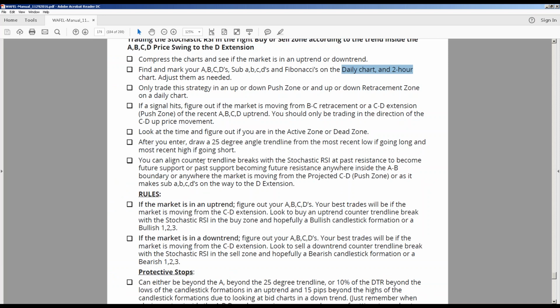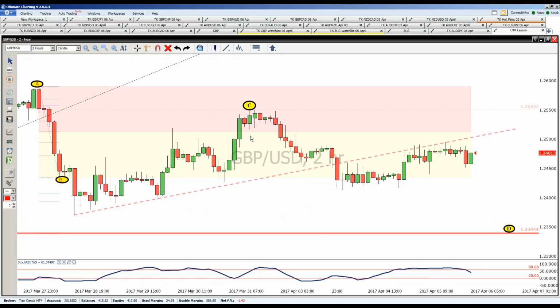After you enter, you can draw a 25-degree angle trend line from the most recent low if you're going long, or the most recent high if you're going short. You can align counter trend line breaks with a stochastic RSI at past resistance to become future support, or past support becoming future resistance, anywhere inside the AB boundary or anywhere the market is moving from the projected C to the D, or as it makes sub-ABCDs on the way to the D extension. Now, we already have a down sub-ABCD over here because the market broke the counter trend line.